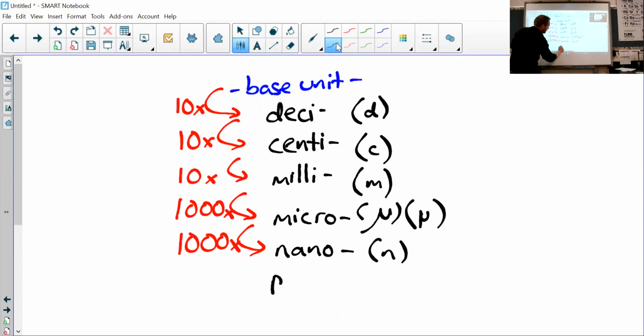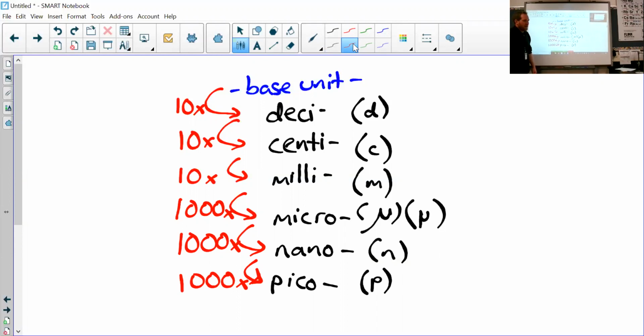We'll do one more. Down here we have pico. Skiers might call this pico, but in chemistry terms we call this pico, lowercase p. Yet another 1,000 times smaller, meaning we are now a trillionth of a meter, or in terms of grams, a trillionth of a gram. All right, so we have our base units here, deci down to pico.